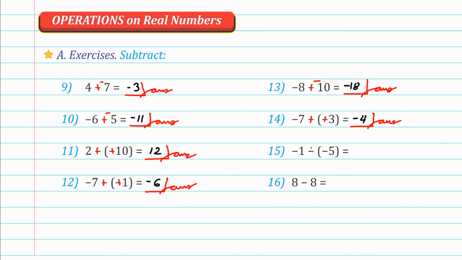Next, minus becomes plus, negative becomes positive. We now have negative plus a positive value. Their signs are different. Therefore, we subtract their absolute values. 5 minus 1 is 4. Then the bigger sign wins. The bigger sign is positive. The answer is simply positive 4.